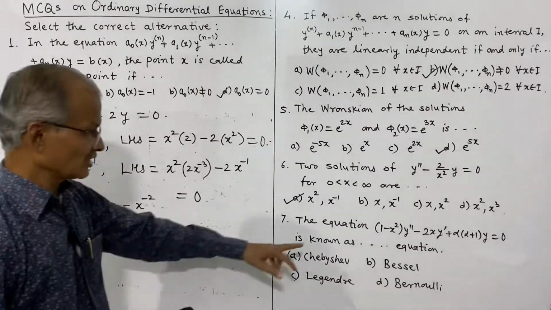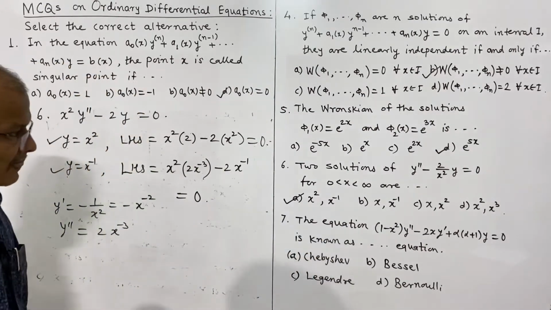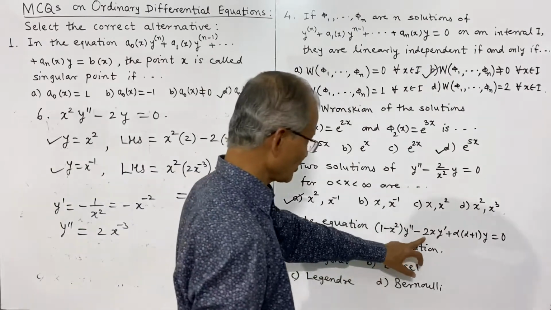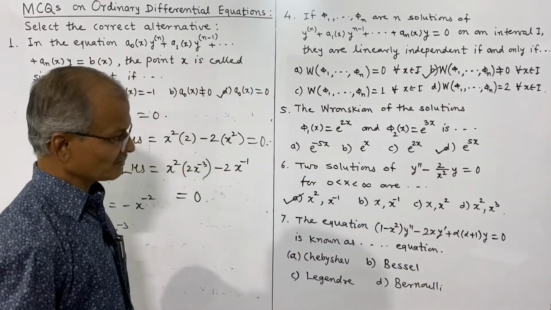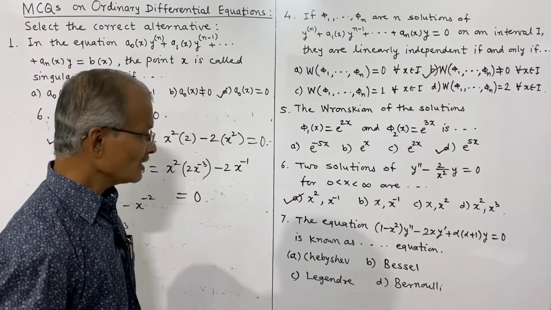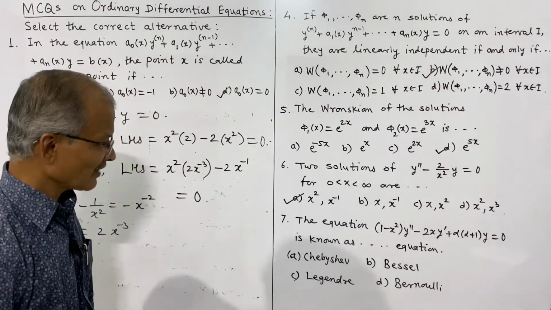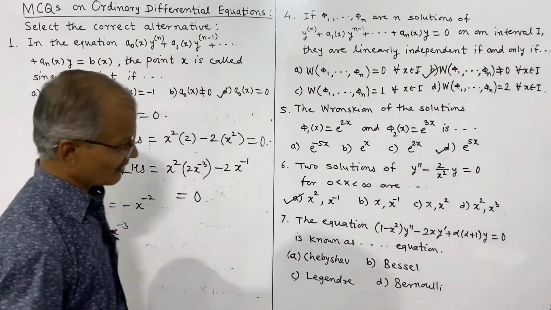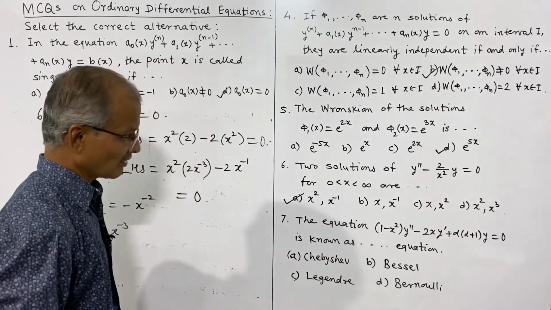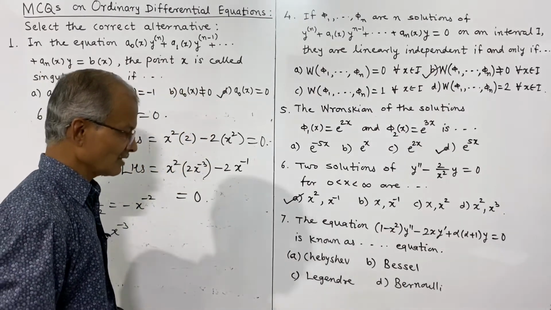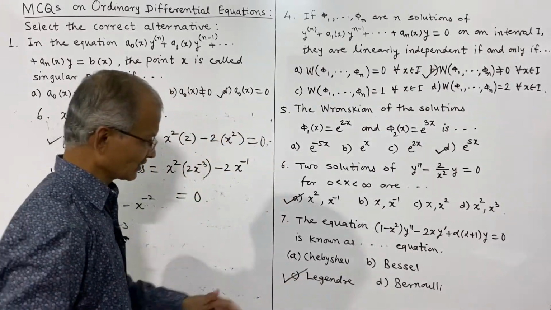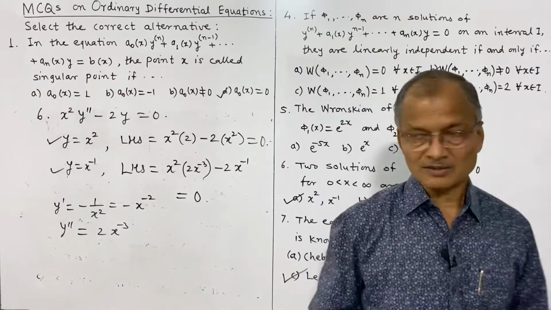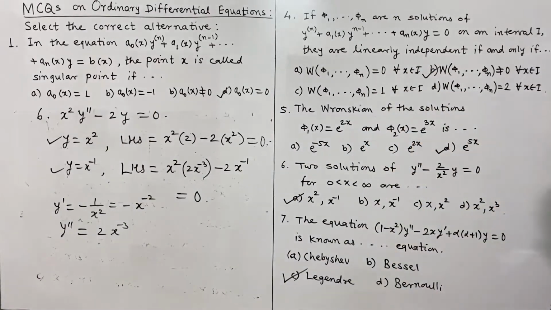And this equation, 1 minus x square into second derivative of y minus 2x first derivative of y plus alpha into alpha plus 1 times y is equal to 0. This is known as the standard differential equation, and that is known as Legendre equation. So this is the definition of Legendre's differential equation. So thus this is the correct alternative for the 7th problem.